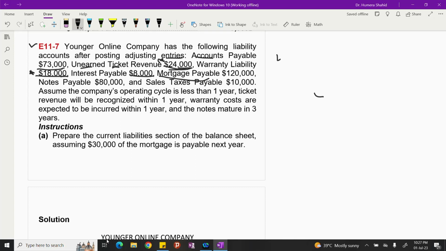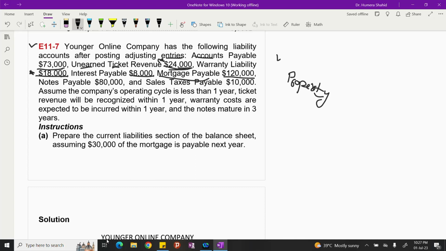Mortgage payable. Mortgage payable is that borrowing which you have done by giving some property as a security to the lender. Let's suppose you borrowed the money. Let's suppose they borrowed this 120,000 from a bank. And to that bank, this company would have given a property document or something as security.